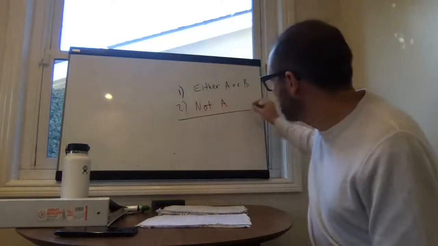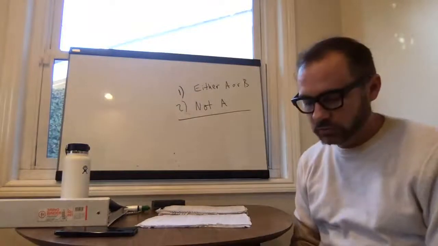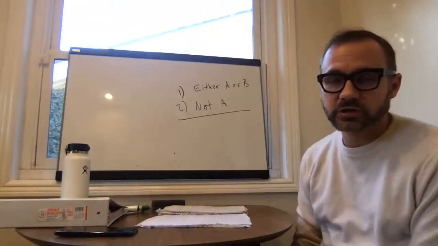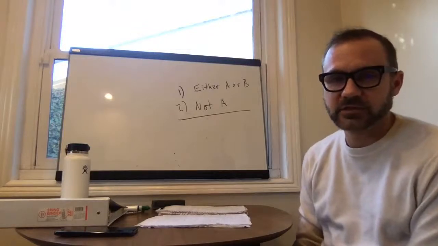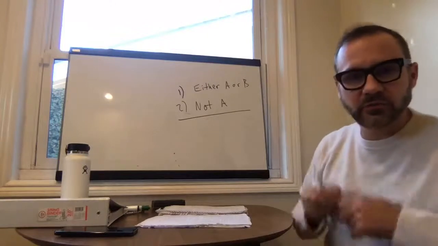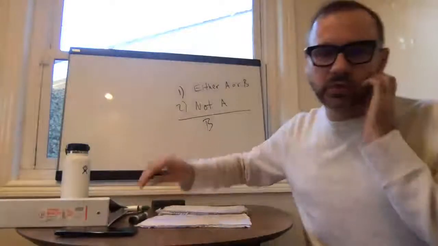Not A. What follows then? If we know that either A or B is true, but we also know that not A is true, the logical conclusion then is what? Let's just see that from you. Either A or B, not A, and good. Therefore, B. That's right.